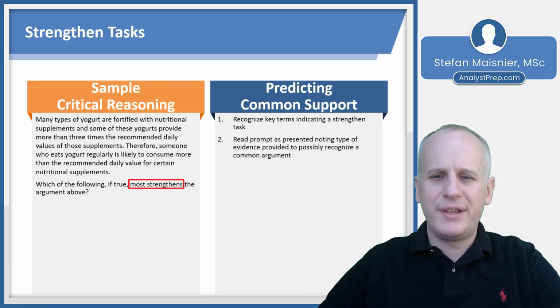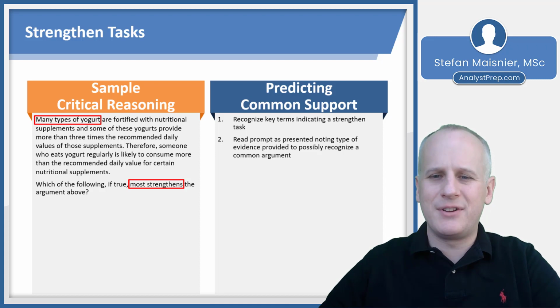Then we want to read the prompt as presented, noting types of evidence to potentially recognize a common argument. So we read from the beginning. Many types of yogurt are fortified with nutritional supplements, and some of these yogurts provide more than 3 times the recommended daily values of those supplements. Therefore, someone who eats yogurt regularly is likely to consume more than the recommended daily value for certain nutritional supplements. And we can see some quantifying terms, such as "many types of yogurt."